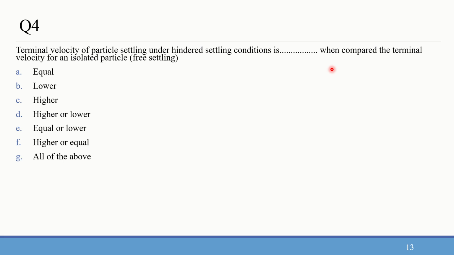When we talk about terminal settling velocity, we know that when a particle is falling freely in a liquid, it moves faster compared to when it is moving in a hindered manner. For example, consider a room full of people and another room with only one person. In both cases there is the same exit, the same door. If that person wants to move in the room where there is no one else, he can move faster.